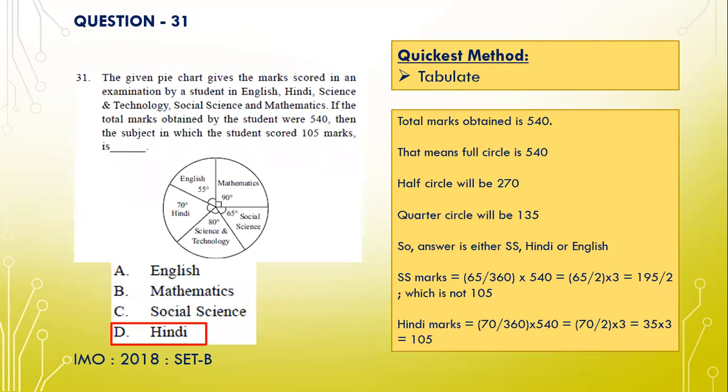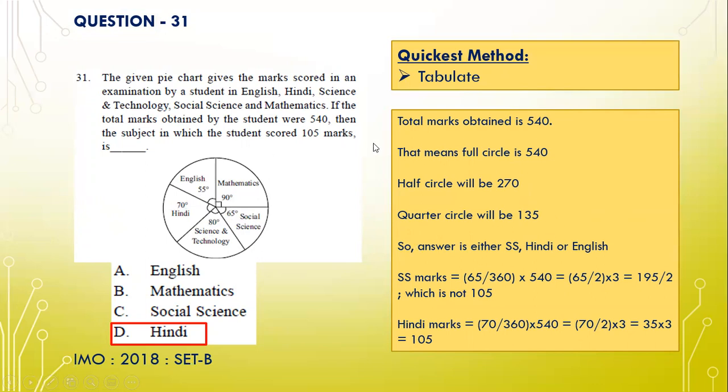Okay, next one. The given pie chart gives the marks scored in an examination by a student in English, Hindi, Science and Technology, Social Studies and Mathematics. If the total marks obtained by the student were 540, then the subject in which student scored 105 marks is? So total is 540. So whole 360 degrees is 540, isn't it? The full circle is 540. So if full circle is 540, half circle will be 270. And the quarter circle will be half of 270, which is 135.